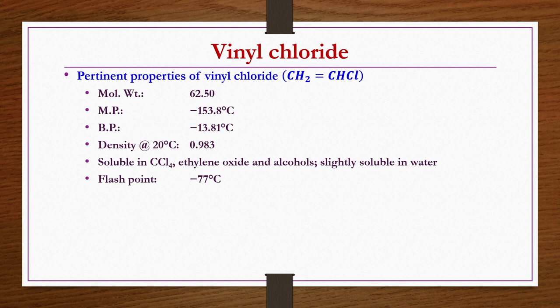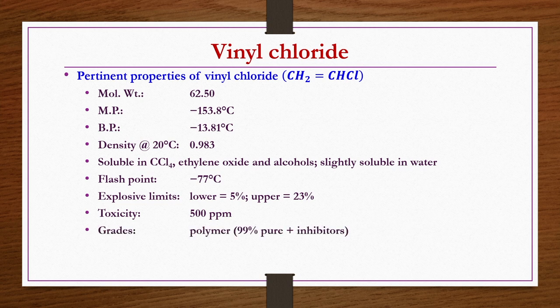Flash point is minus 77 degrees centigrade. Explosive limits, lower and upper, are 5% and 23% respectively. Toxicity limit is 500 ppm. Grade: primarily vinyl chloride is used for the production of PVC only. So the only grade available is polymer grade, which is 99% pure with some inhibitors as per the strength and other properties of the final PVC product. Those inhibitors, etc., we discuss in the chapter on polymerization.